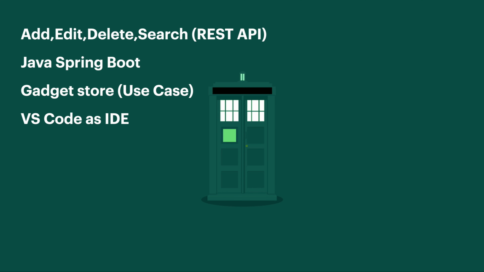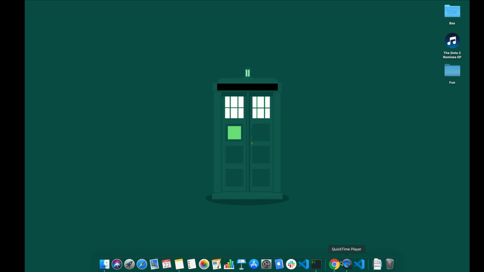We'll be using a gadget store use case. We'll be doing a simple add, edit, delete, search, but with a bit of additional features. This time we'll be using Visual Studio Code as our IDE, mainly because it has lots of extensions and is very lightweight. Let me open a terminal.